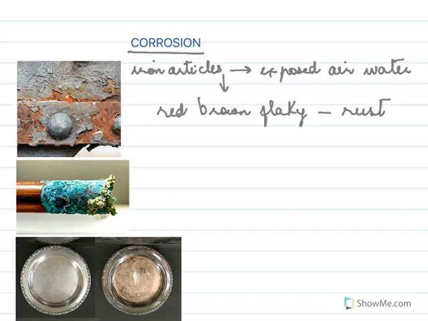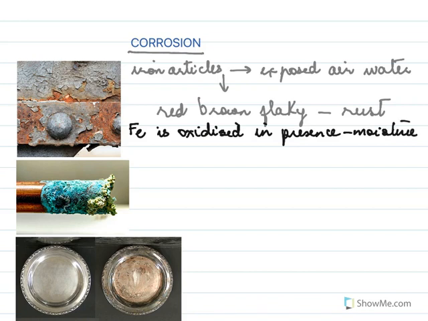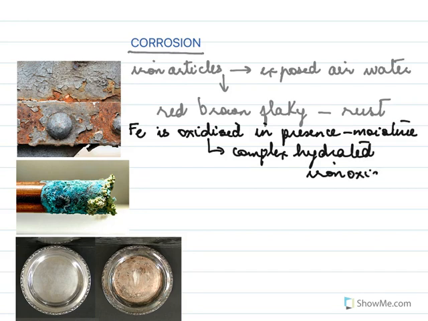Now this happens because iron is oxidized. It adds on to oxygen, is oxidized in the presence of water, of moisture, to give away a complex hydrated compound, hydrated iron oxide, which is called rust.